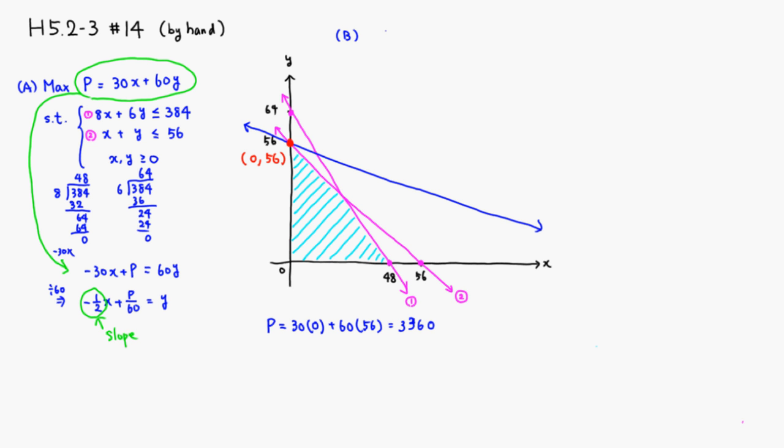And part B, the objective function is changed to 30x plus 45y. Sorry about that, I'm going to just clean it up. All right, then we just do the same thing. And I'm going to solve for y. So subtract the 30x again. So negative 30x plus P is equal to 45y, then we can just divide through by 45 to get the negative 30 over 45x, which can be simplified, plus P over 45 is equal to y.